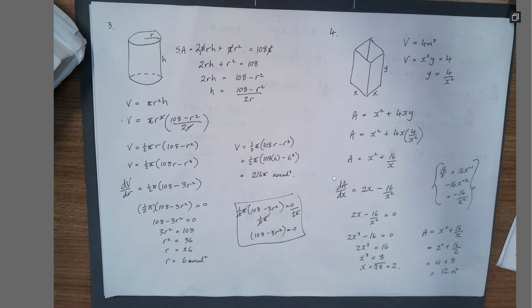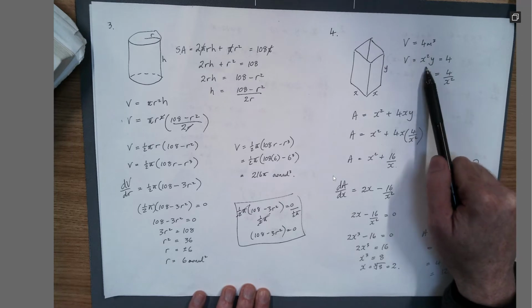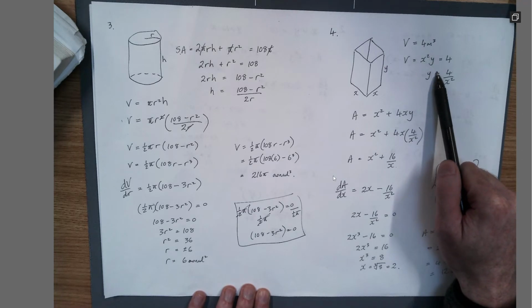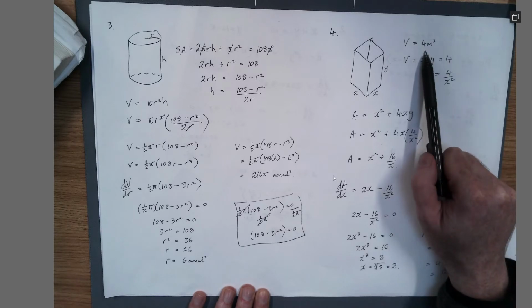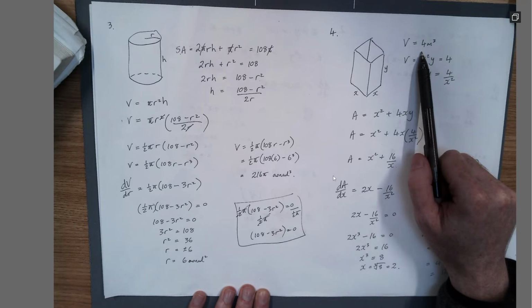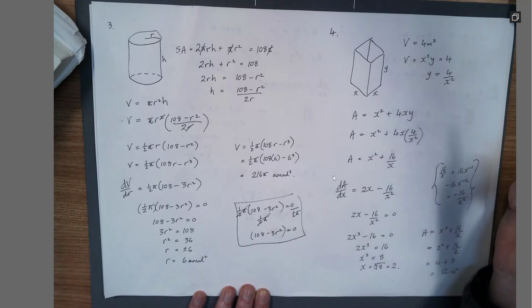V equals 4 meters cubed. The differentiation is going to be 12 meters squared. Is that just a coincidence? How are you getting 12? Well, meters cubed is just a unit. That's just a coincidence.